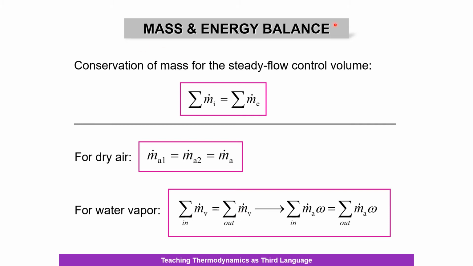So again, mass and energy balance. If you want to change this mass of water vapor in terms of mass of dry air, then you will need to multiply the mass of dry air with the specific humidity ratio that is given here. Right, so these are the mass and energy balance equations that you will be using extensively throughout the analysis for air conditioning problems.